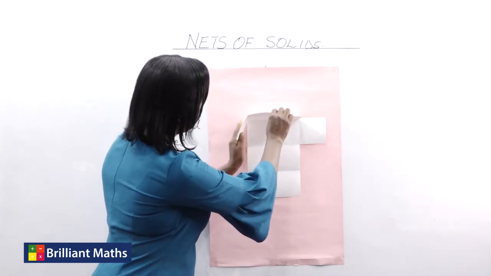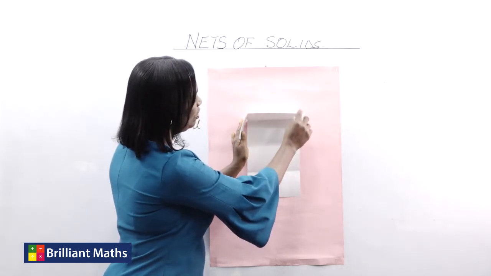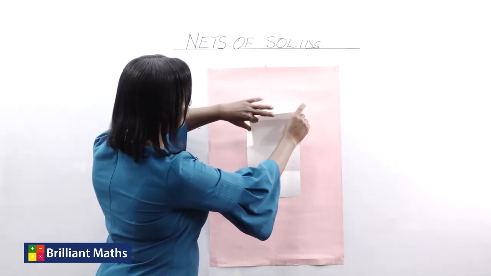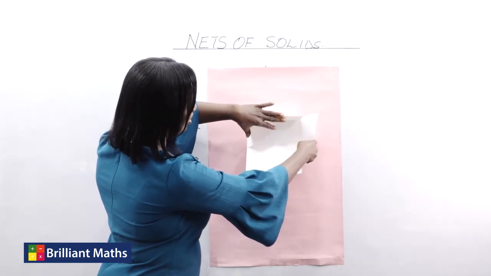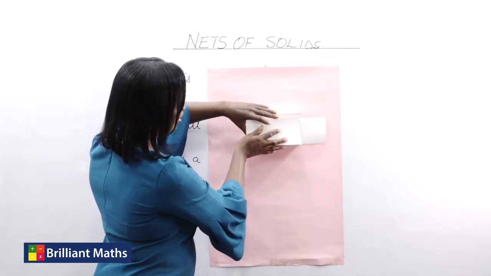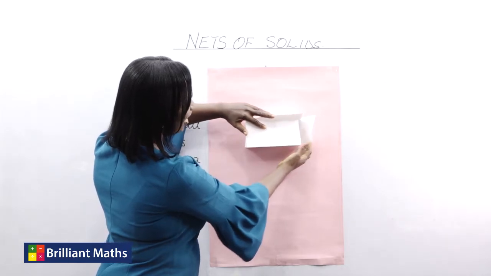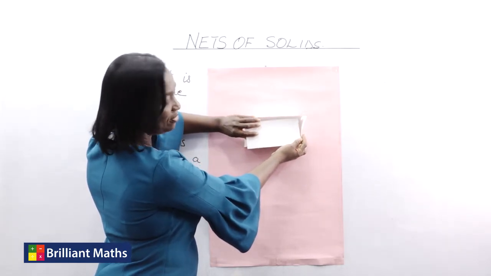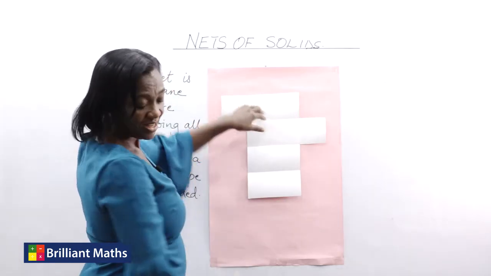So we have that as the base of the cuboid. We can actually use this to fold up the cuboid. And this becomes the top while the sides close up. You can see that it forms a cuboid, and that is the net.